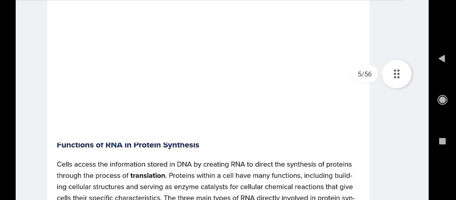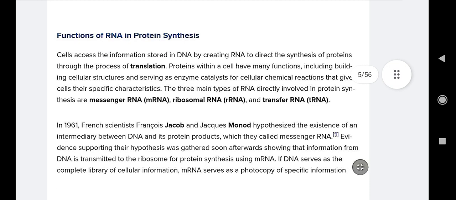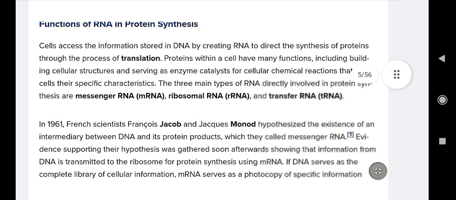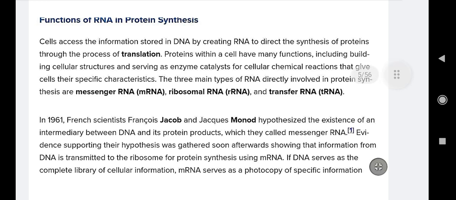Coming to the next part, the function of RNA in protein synthesis. It has been said that cells access the information stored in DNA by creating RNA to direct the synthesis of protein through the process called translation. So translation is a process where the RNA is used as a template for the synthesis of proteins.